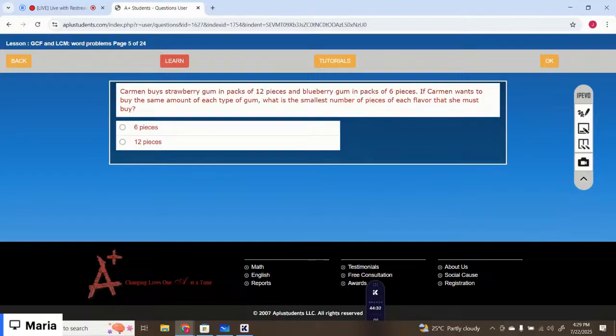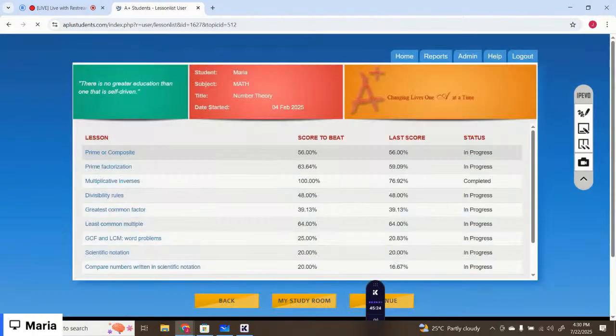Carmen buys strawberry gum in packs of 12 pieces and blueberry gum in packs of 6 pieces. If Carmen wants to buy the same amount of each type of gum, what is the smallest number of pieces of each flavor that she must buy? The smallest number is 12. Option number 2 is the correct option. Okay, you can complete the lesson by yourself later today. Let me just move on to the next lesson.